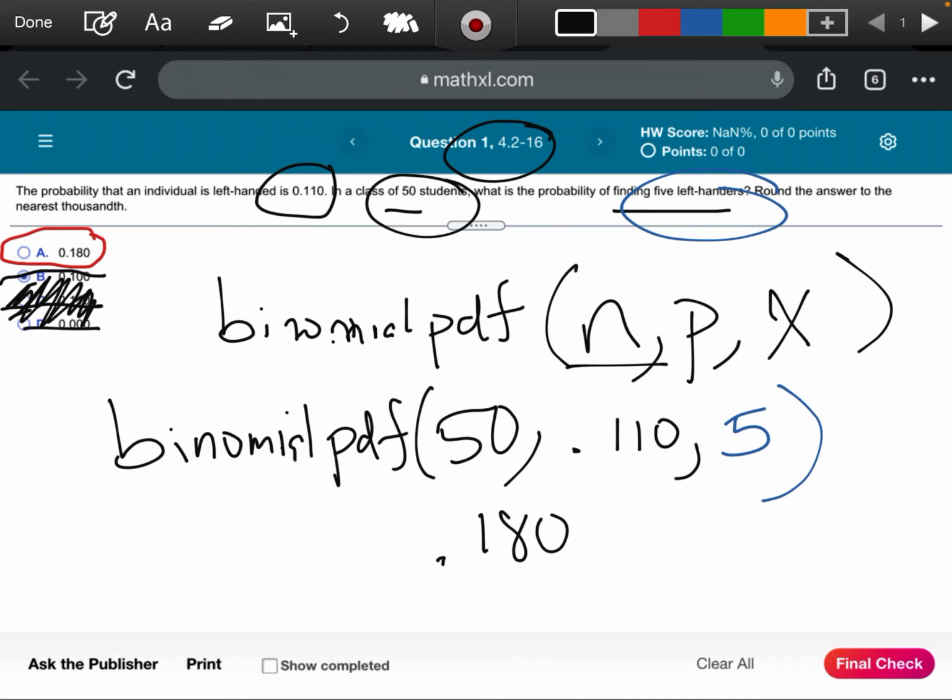But this is basically a binomial distribution. We're trying to find exactly 5 out of the 50 when the probability is 0.110. Y'all got any questions? Let me know.